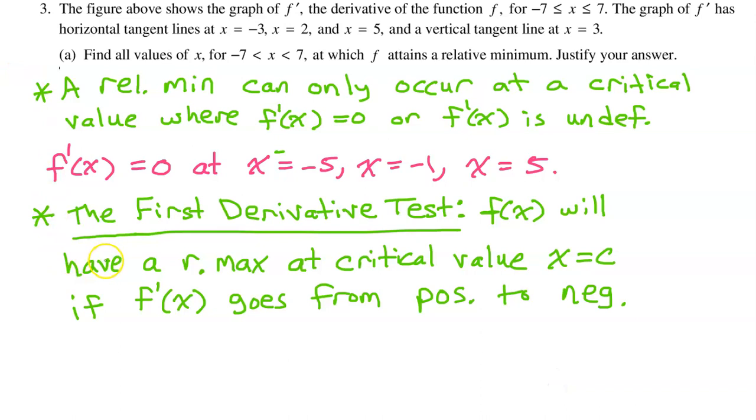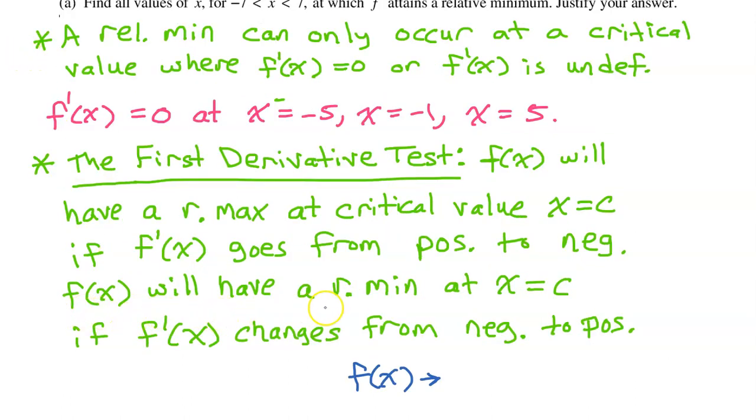Here are some more notes that you need to know. According to the first derivative test, f of x will have a relative max at critical value x equals c if f prime goes from positive to negative. This makes sense because if the derivative is positive, that means the original function is increasing. And if the derivative is negative, it means f of x is decreasing. So it makes sense that we would have a relative max at the top of this hill.